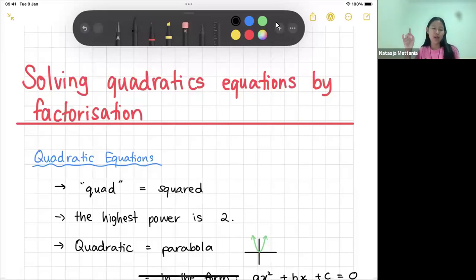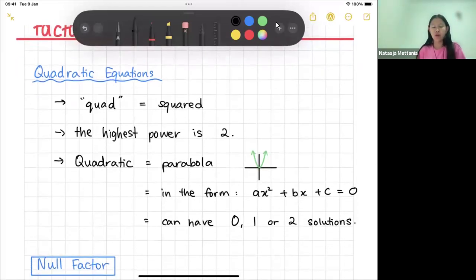So in today's lesson, we are going to go through solving quadratic equations by factorization. So in algebra, we already learned about how to factorize. Now we are going to look into quadratic equations.